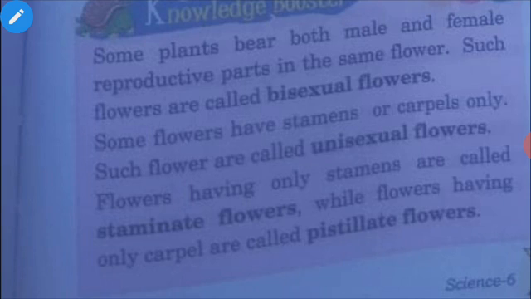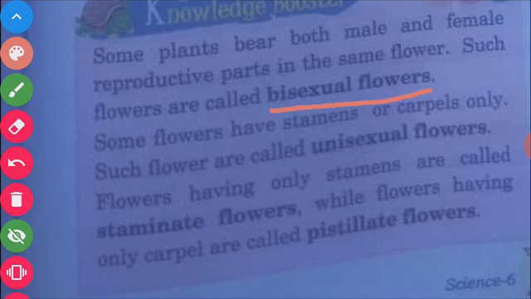Dear students, there are some flowers in which both the male part and the female reproductive part are present. That flower is known as a bisexual flower. The flower in which both male and female reproductive parts are present in the same flower is known as a bisexual flower. Then what is a unisexual flower? The flower in which either stamens or carpels are present is known as a unisexual flower.